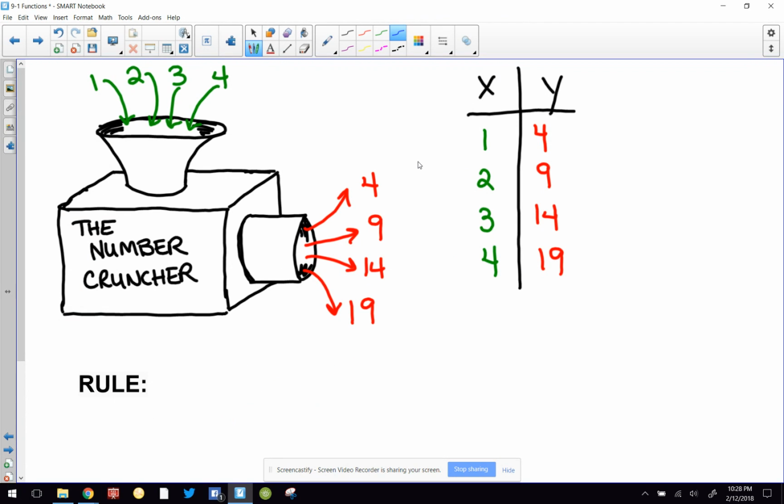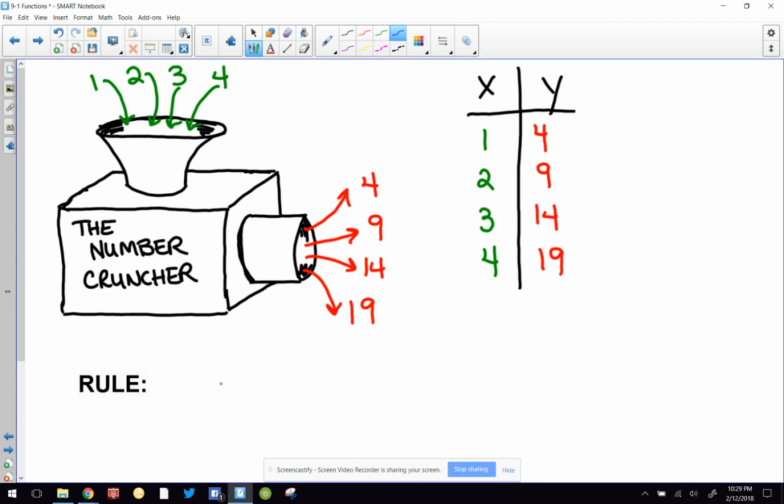Let's try this one. This one's a little more challenging. So again, for my input values, I picked 1, 2, 3, and 4. If I put a 1 in, I get a 4 out. If I put a 2 in, I get a 9 out. If I put a 3 in, I get a 14 out. If I put a 4 in, I get a 19 out.